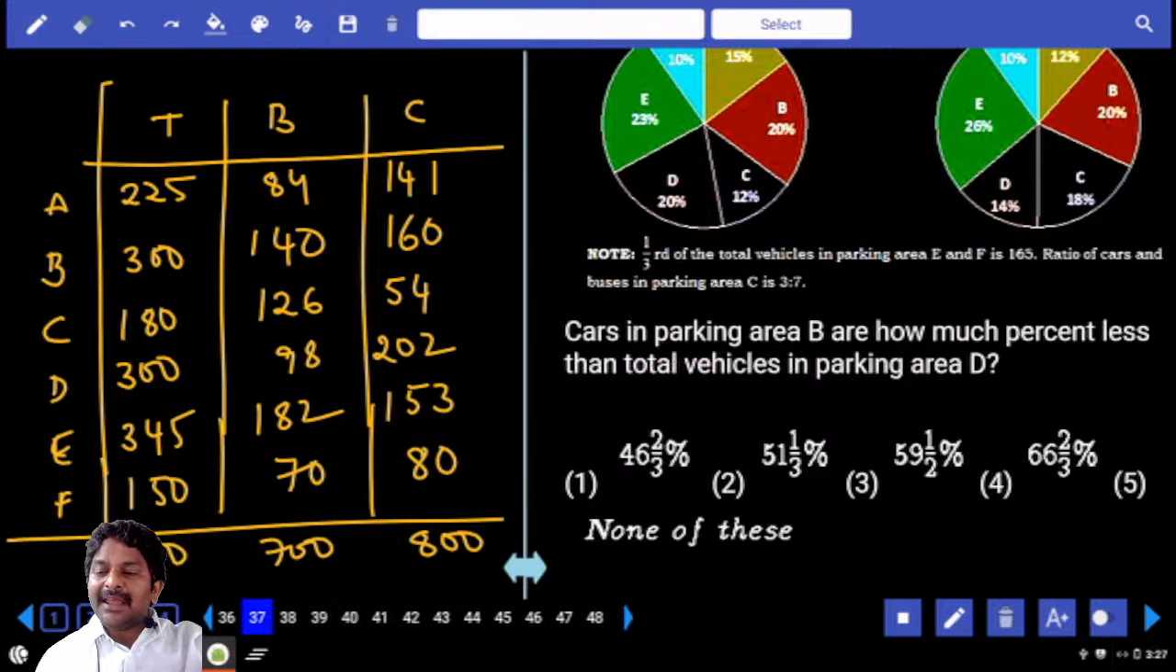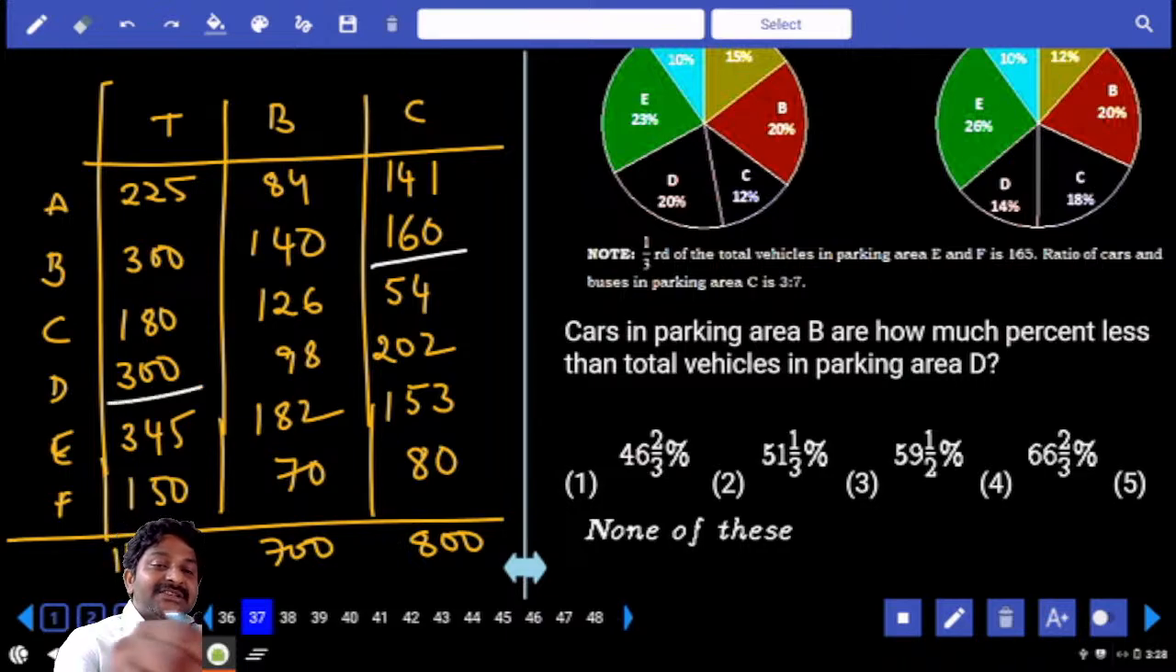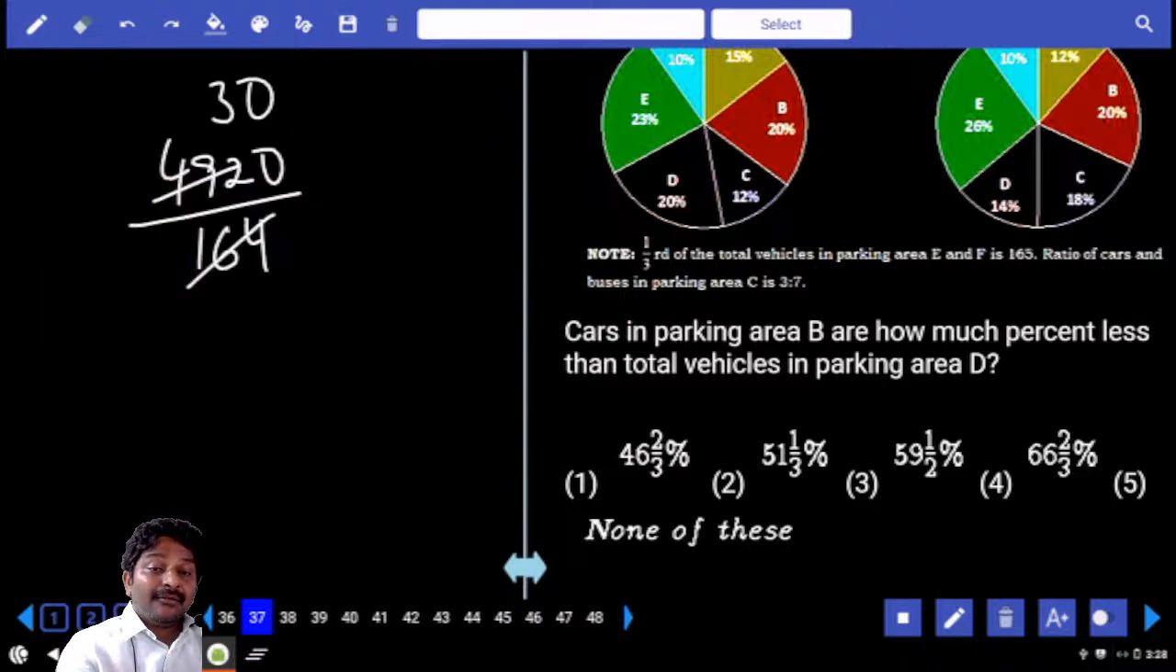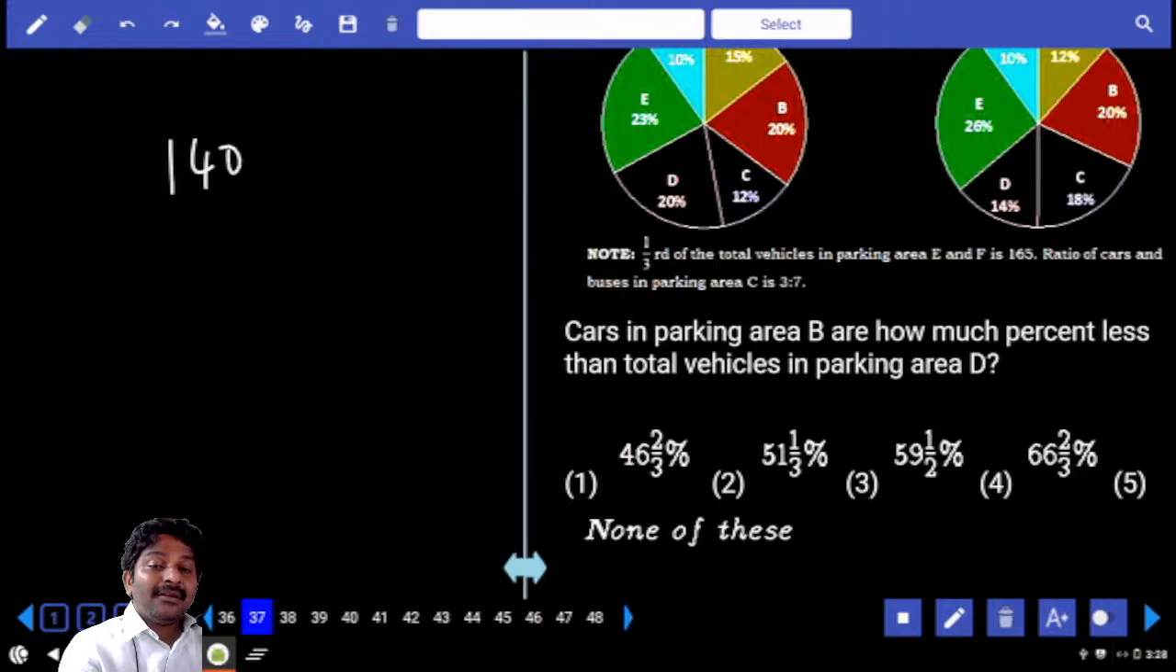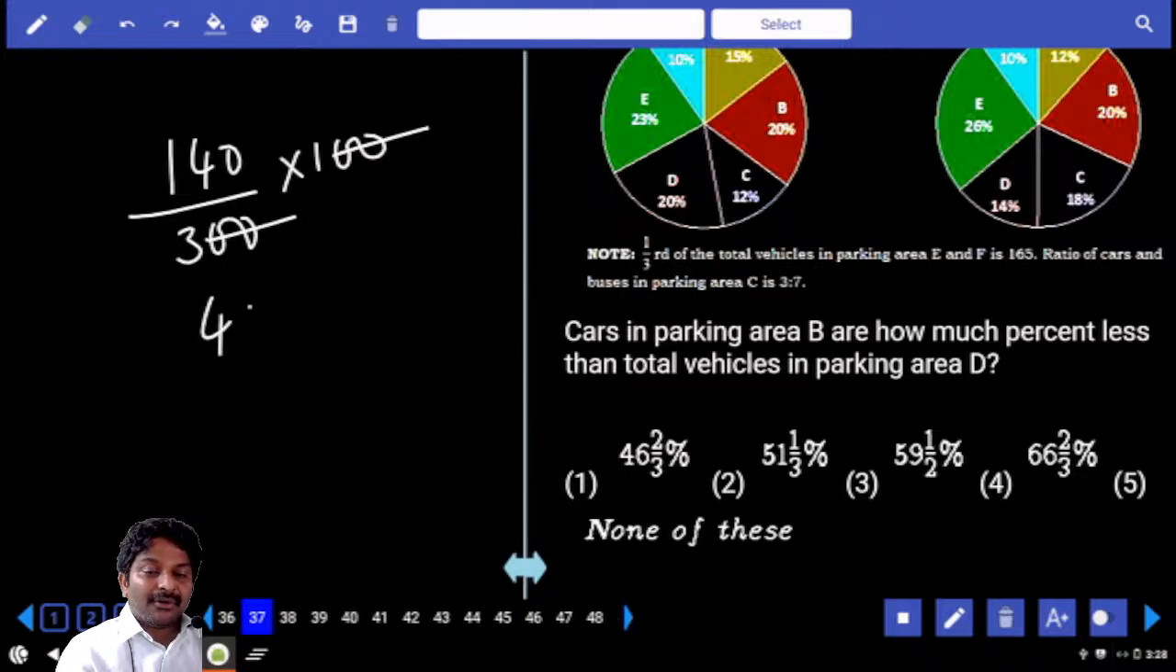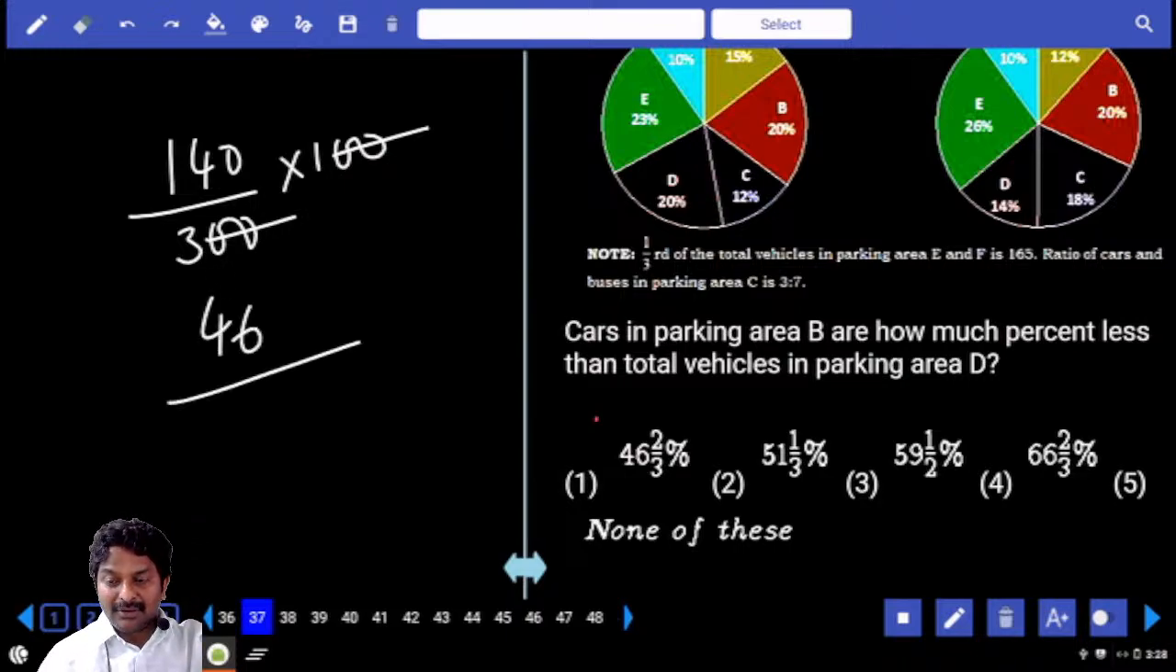Cars in parking area B, 160, are how much percentage less than total vehicles in parking D? Total vehicles in parking D are 300. 160 is how much less than 300? 140 less upon 300. For percentage, 2 zeros cancel. 140 by 3, 4, 6 something. Only one option.